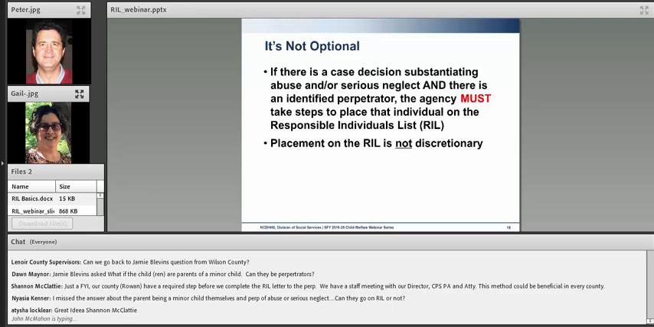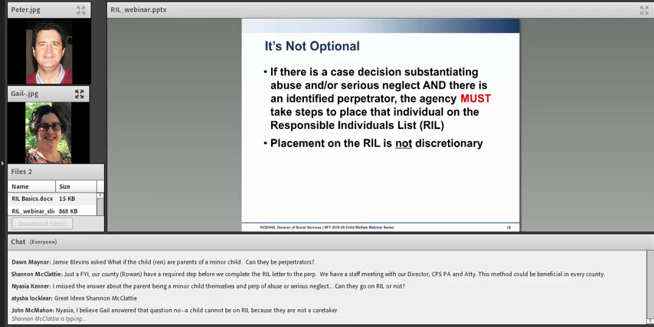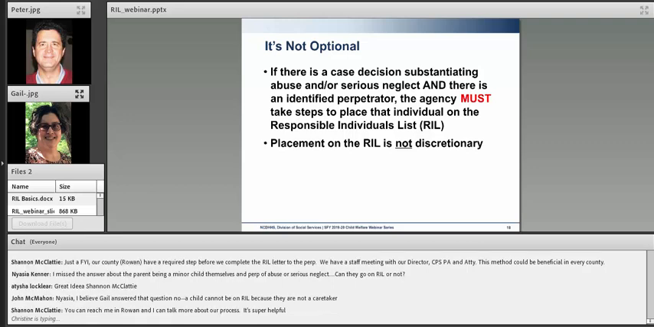If there are specific questions that we need other guidance on, either from the AG or maybe from our policy folks, there will potentially be a follow-up document to answer some of the questions. Okay, right, Gail, this is the fun part. It's not optional. If you've substantiated abuse or serious neglect, and you've identified a perpetrator, you have to go through the RAL process. It's not discretionary.